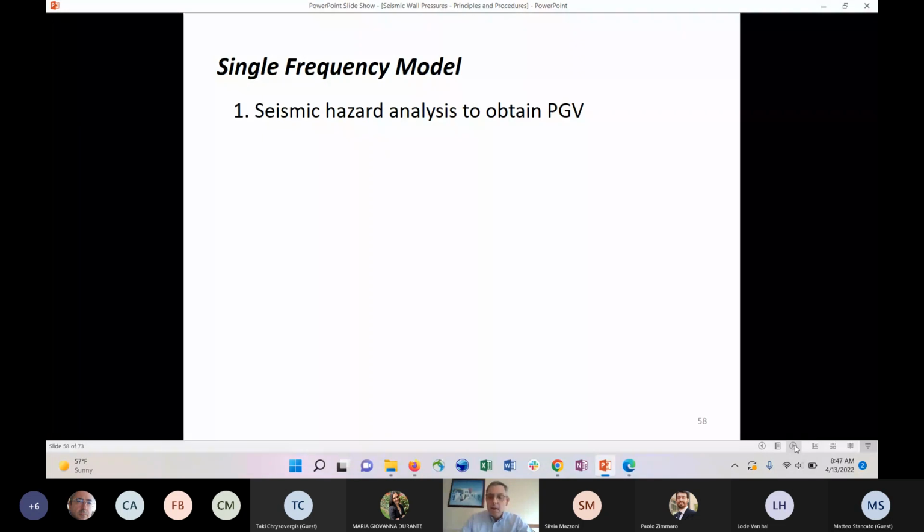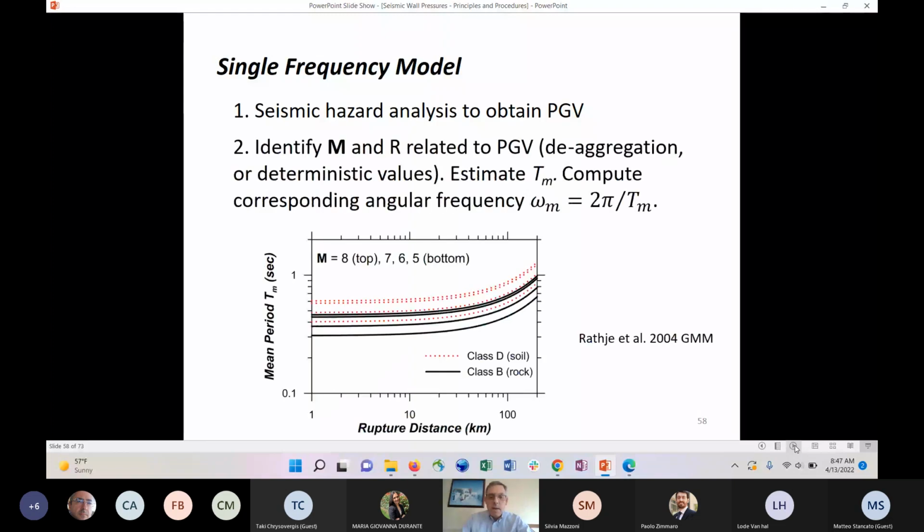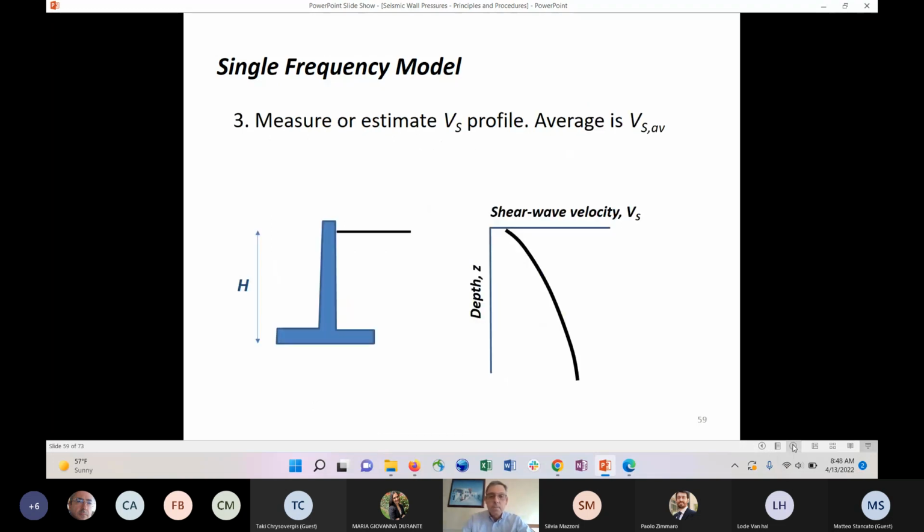So I'll just walk through very quickly the procedure itself. We do a seismic hazard analysis. The intensity measure we want is PGV, peak velocity. We deaggregate the hazard, we get a magnitude and distance, and we basically use that magnitude and distance to get the other parameter we need, which is the mean period. That's the central period in a Fourier amplitude spectrum. We convert that into an equivalent frequency omega m, as given here. And this is a ground motion model for the mean period from Ellen Rathje and her group. So if you know the magnitude, distance, and site condition, you can come up with this.